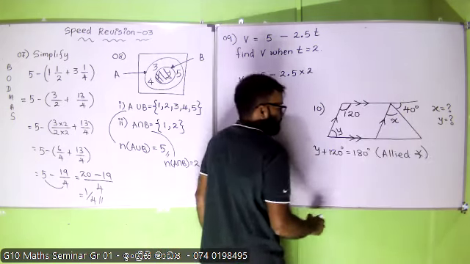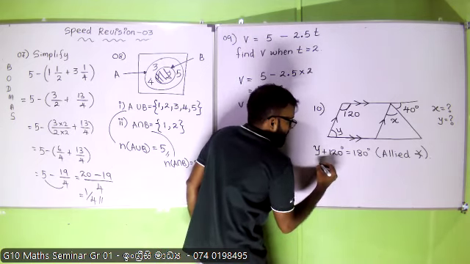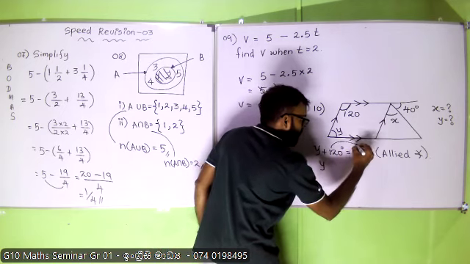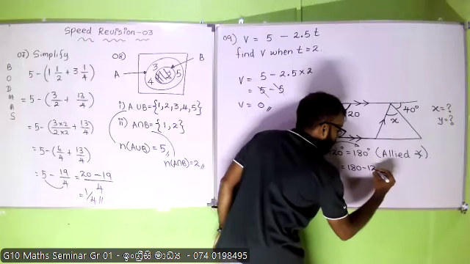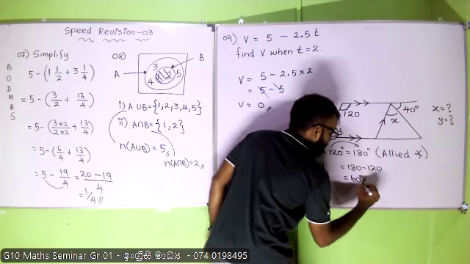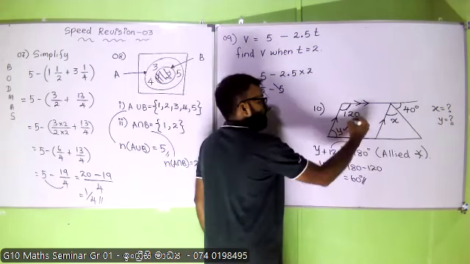Got it? Then take this 120 to the other side, so 180 minus 120, y equals 60 degrees. Done. Y has been found.